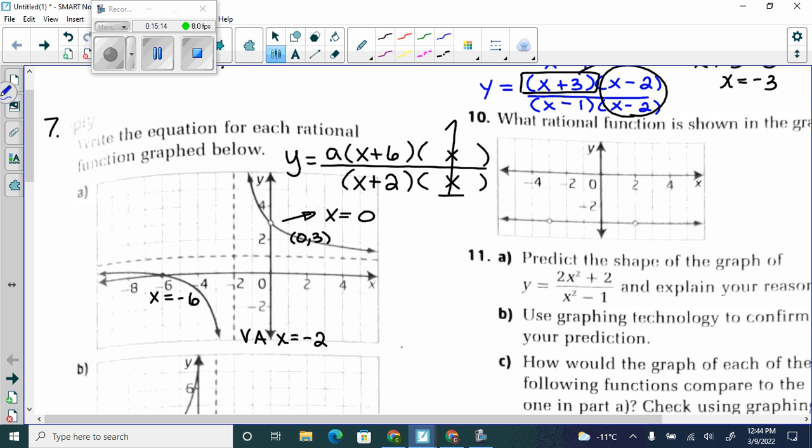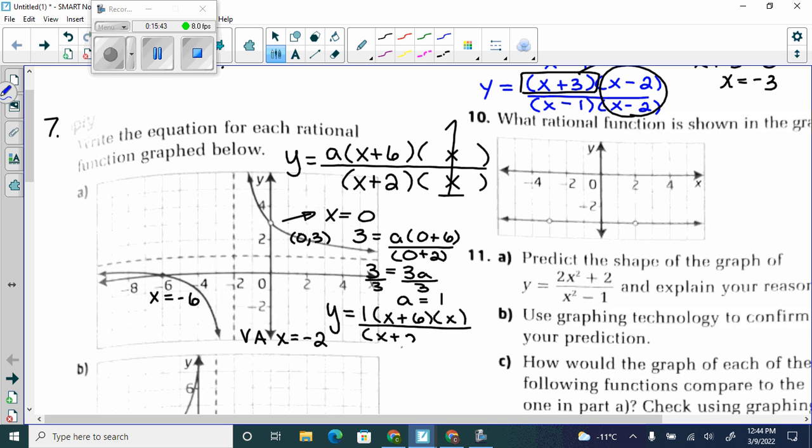So let's do it. We're going to get 3 equals a times (0 plus 6) over (0 plus 2). So 3 equals a times 6 over 2, which is 3a. Divide by 3, a equals 1. We would have lucked out anyways. So we have y equals 1 times (x plus 6)(x) over (x plus 2)(x). What could they do if they didn't want to leave it in this form? They could just distribute it, right? And then look for that multiple choice answer. So as long as we cancel off those point of discontinuity factors, we can solve for a using the point of discontinuity, but when we come back to put it back in the equation, we need to still list those x's. Okay?